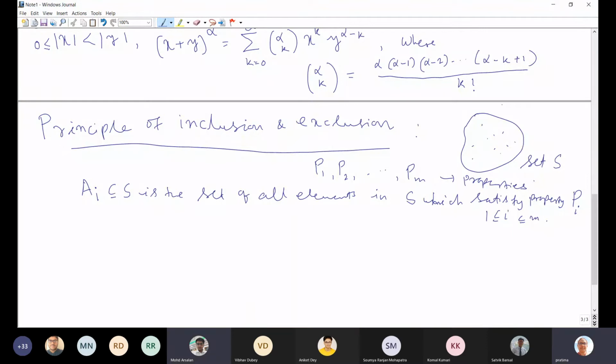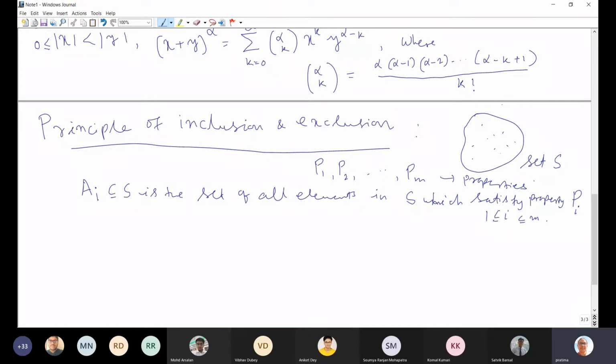Yes, ma'am, got it. And if there is no student who is playing hockey in your class, then A2 will be the empty set. No student is playing hockey, so A2 will be the empty set. Do you understand? Is it clear to you?